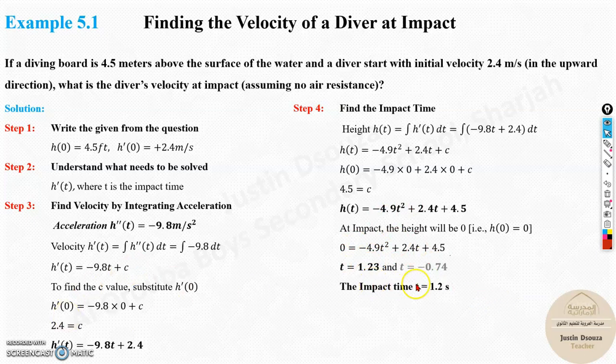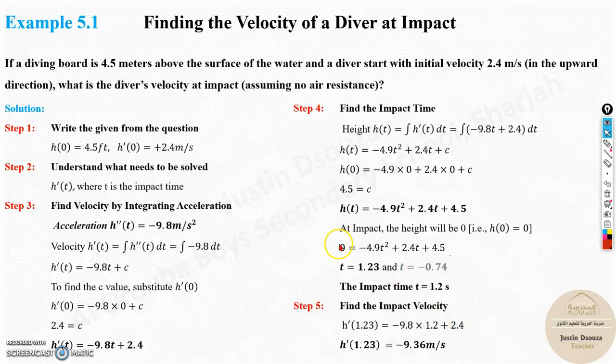Now substitute this impact time of 1.2 seconds in the velocity equation. To find the impact velocity, just substitute t as 1.23 over here, or 1.2, and you will get the answer. That is the particular answer.